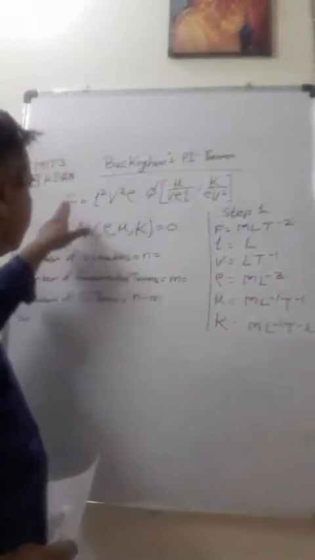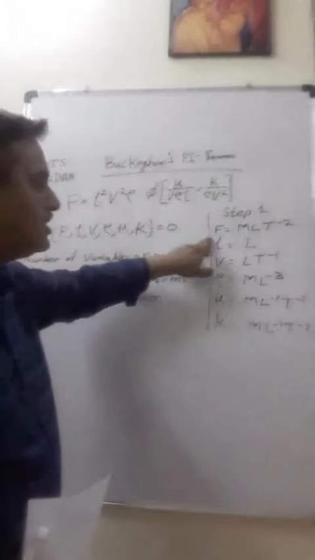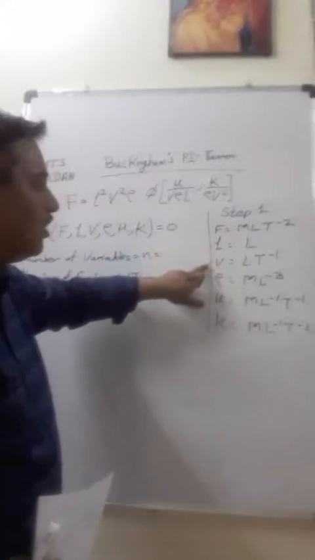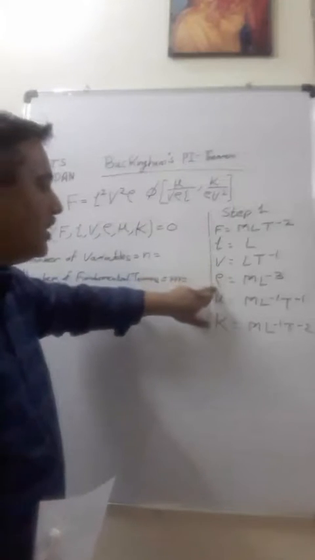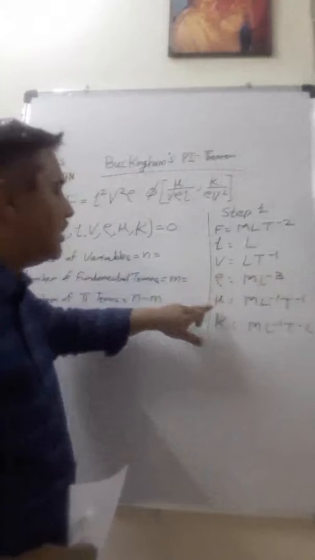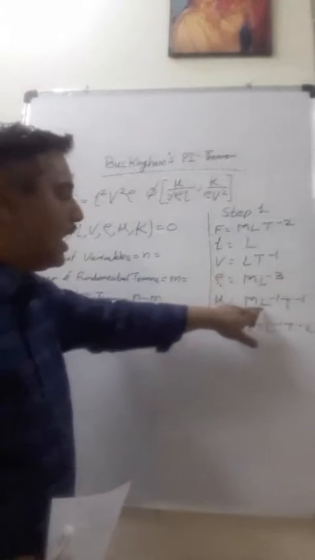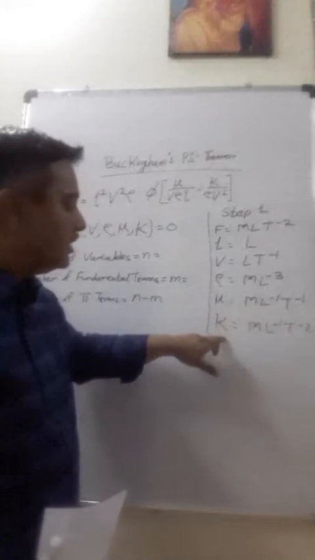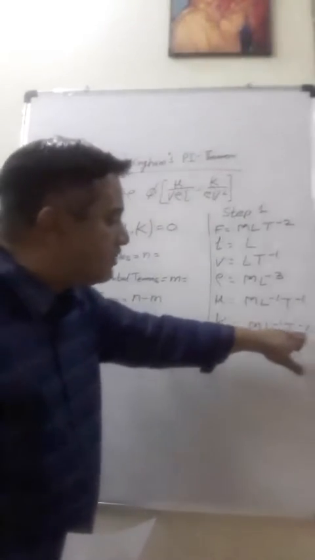So as the first step, we will write the dimensions of all the terms. The resistance force has dimension F equals MLT^-2, length L, velocity LT^-1, density ML^-3, mass upon volume. Then dynamic viscosity ML^-1T^-1, and then bulk modulus equals ML^-1T^-2.